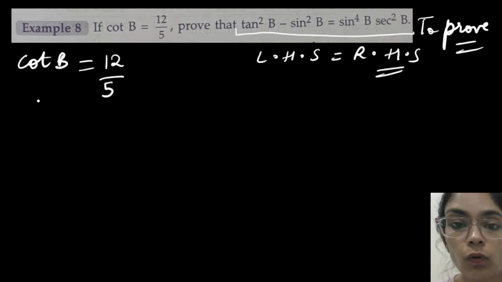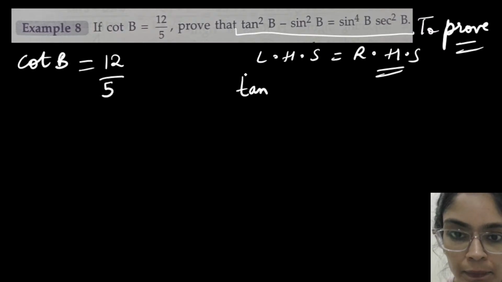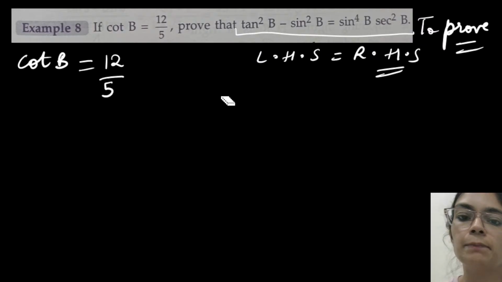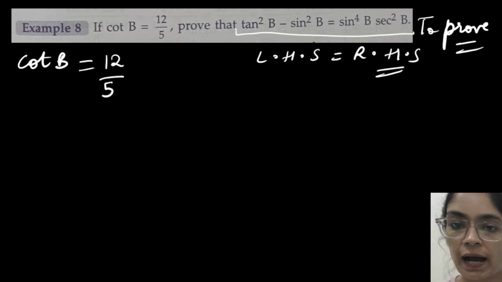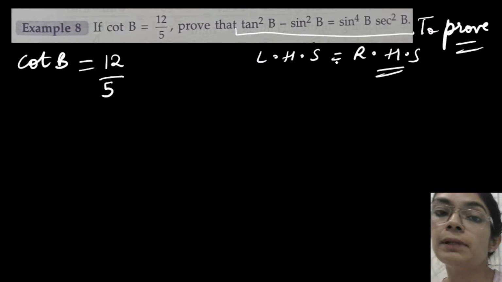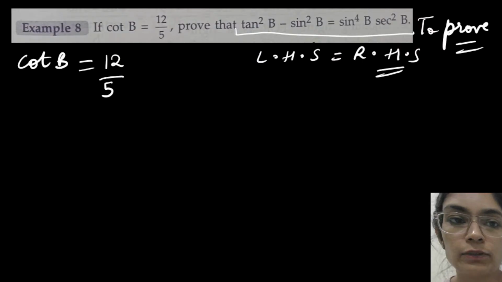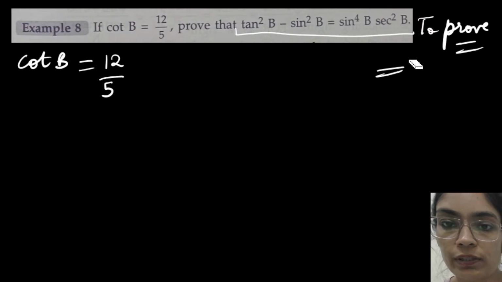Now let's start. See, cot B is given to us. So according to the question, let's see what all we need. If we see the left hand side, sometimes in these type of questions we have to solve one side, either left side or right side, and our answer will be equal to the other side. Sometimes we have to work out both the sides. So let's see which type of question this is.